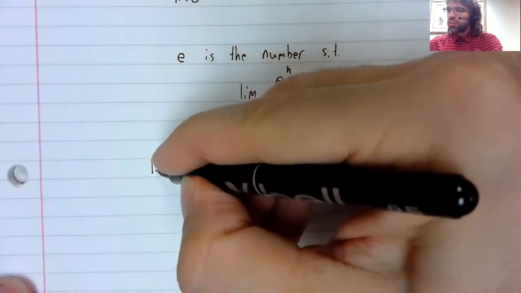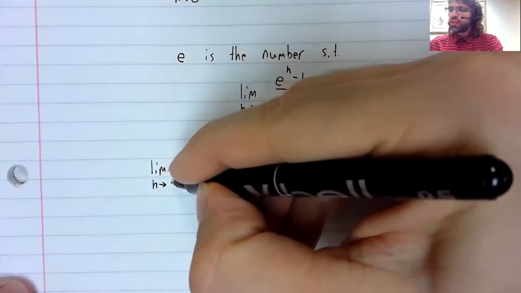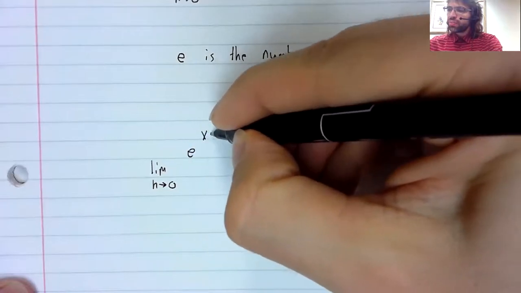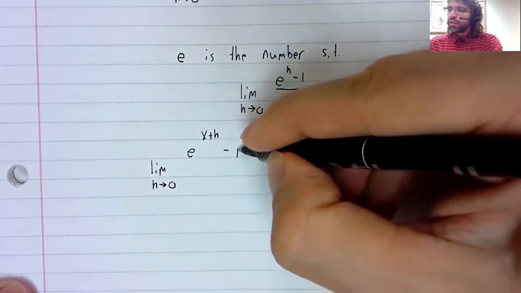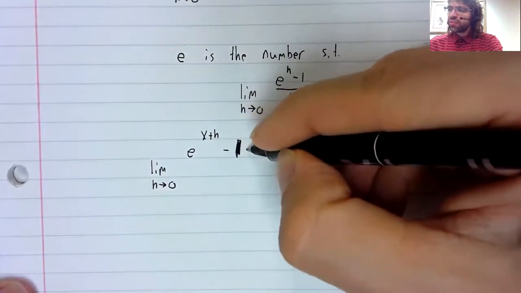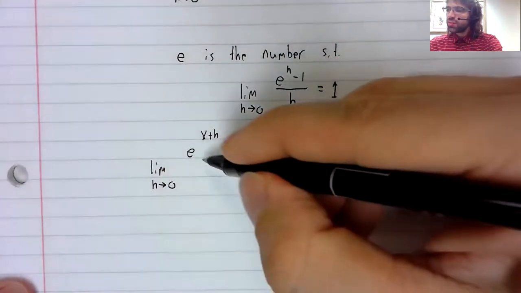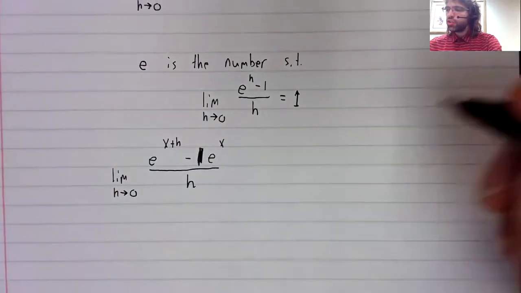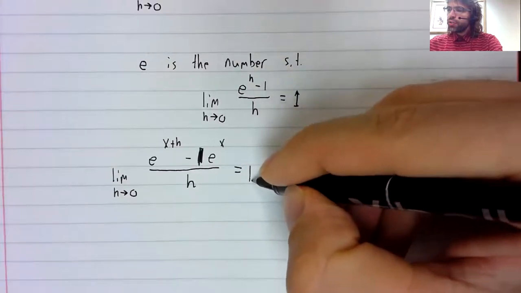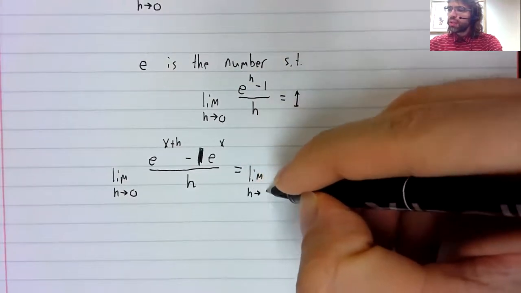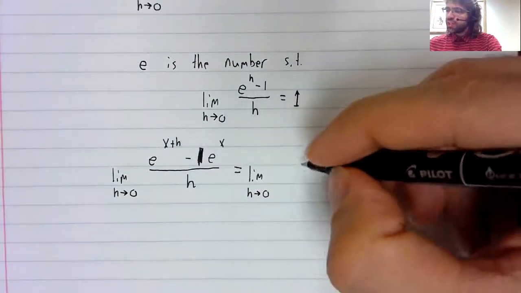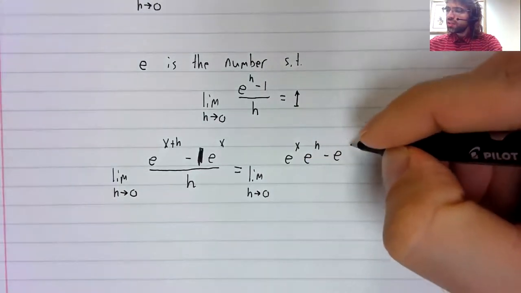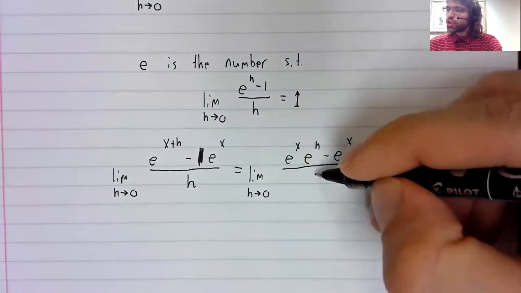Now let's go back to the definition of the derivative. f of x plus h minus f of x, all divided by h. We'll do a little algebra with this. e to the x plus h is e to the x times e to the h.